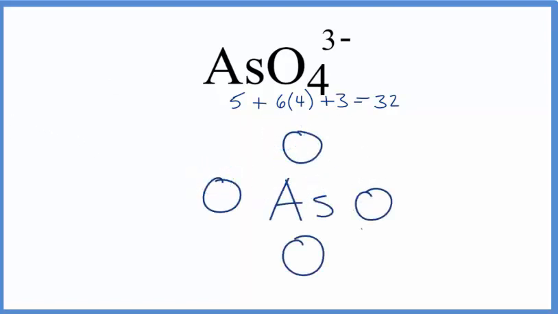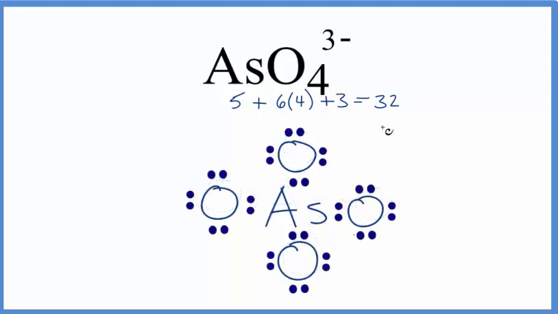Next, we'll put electrons between atoms to form those chemical bonds. Put them here. At this point, we've used 8 valence electrons. We have a total of 32. Let's complete the octets around the oxygen atoms. At this point, we've used all 32 valence electrons.